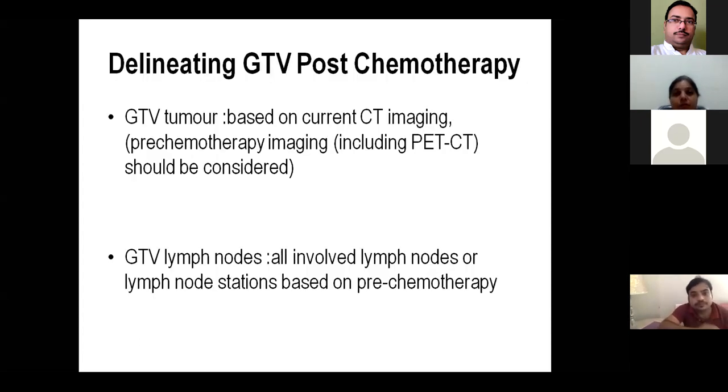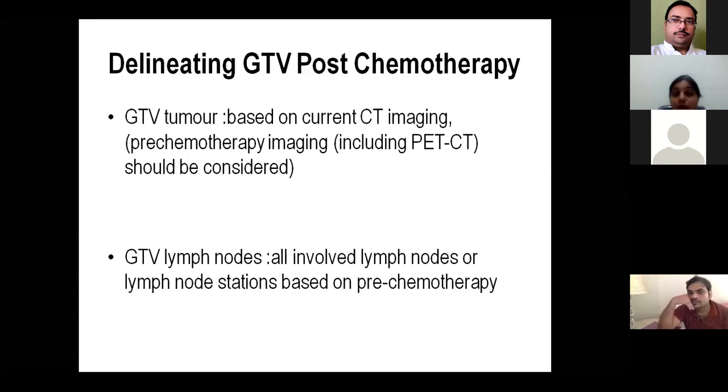So one more challenging thing is, I told you about sequential chemoradiation as to what volumes to use, pre-chemotherapy or post-chemotherapy. And the recent guidelines state that the GTV should be based on the recent CT scan. But the pre-chemotherapy imaging, you should always try and fuse that imaging. And at least in your CTV, you include that part of the GTV if it is not included in your regular CTV expansion. That is what the guidelines say.